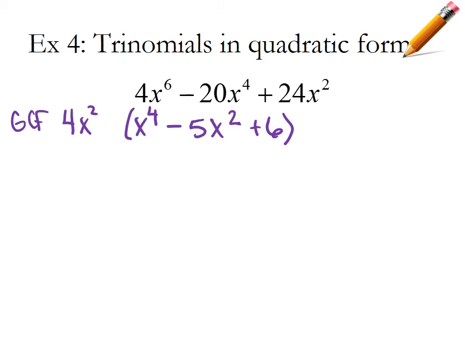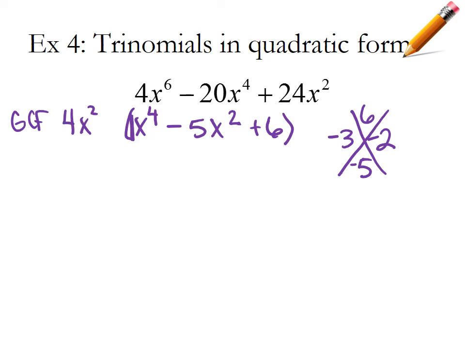Let's take a look at the inside here. I have a traditional trinomial that I'm going to use AC for. Now make note, I have a leading coefficient here of 1. So as I do my AC, I have a 6 on top and -5 on bottom. To get these to work, I need to have a 3 and a 2. They would both have to be negative. Let's stop and use our check. -3 times -2 is positive 6. -3 plus -2 is -5.